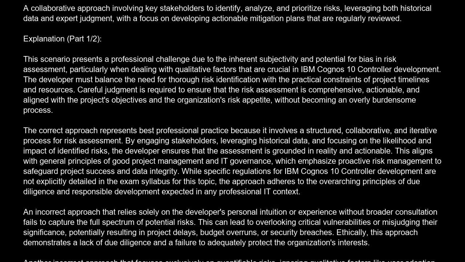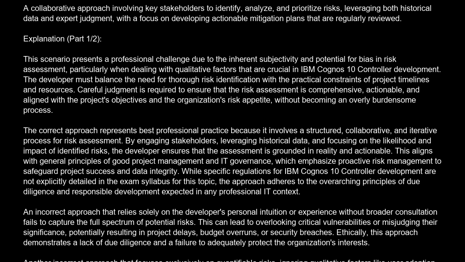The correct answer is C. A collaborative approach involving key stakeholders to identify, analyze, and prioritize risks, leveraging both historical data and expert judgment, with a focus on developing actionable mitigation plans that are regularly reviewed.